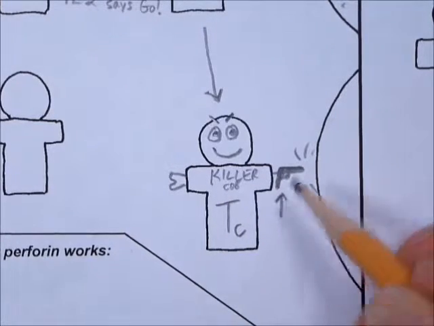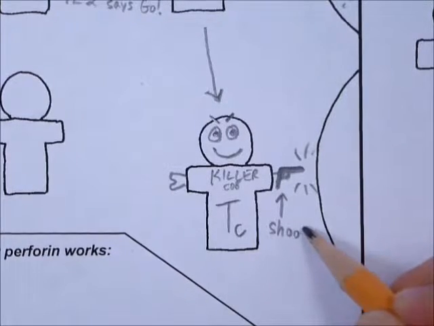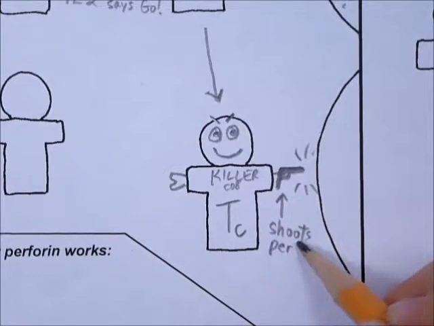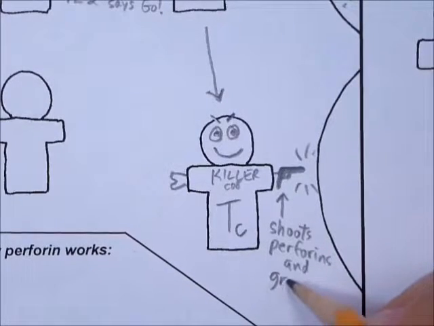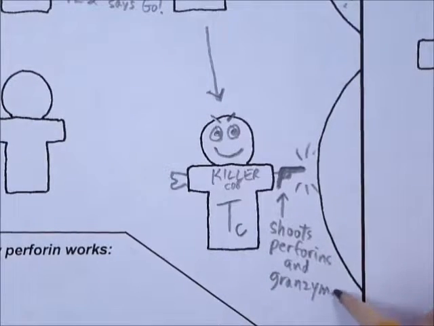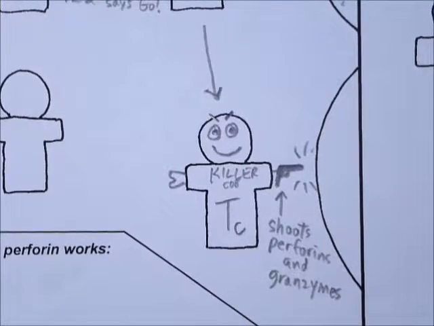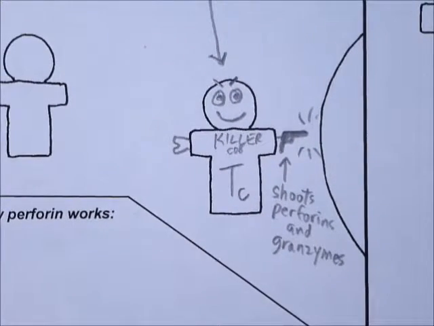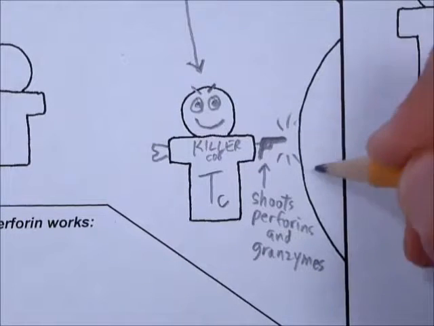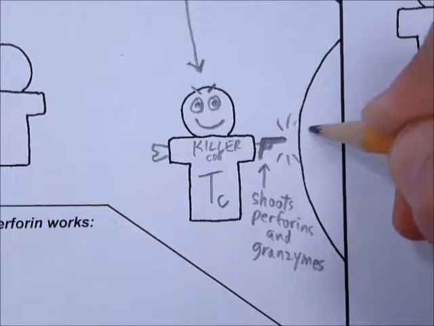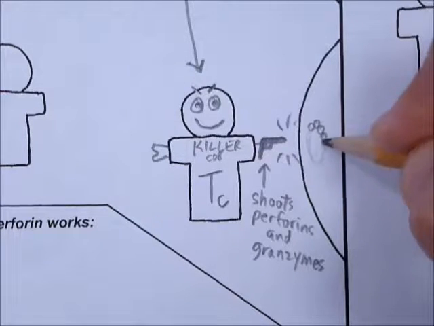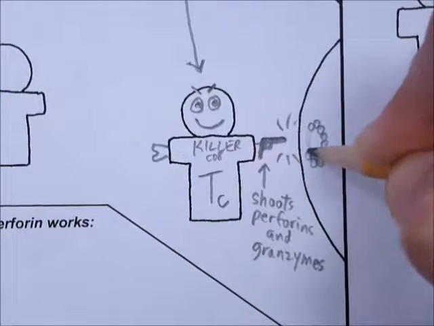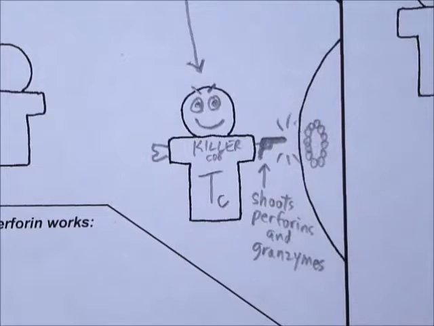And let's make a note here. Shoots perforins and something called granzymes. And we'll do more of that right in the space here. So what does the hole look like? Well, you kind of make a little oval here and make the oval consist of little circles like that, and I'll explain that in just a second.